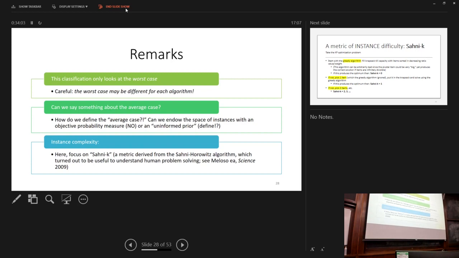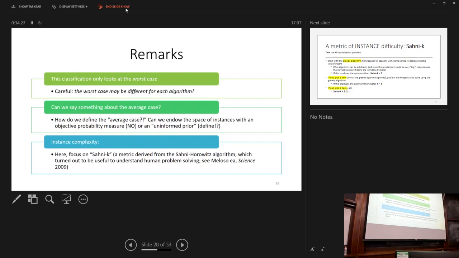Can we say something about the average case? The problem is, how do we define the average case? So what is a typical container ship that arrives in the port of Antwerp? What's a typical collection of containers on the dock in Antwerp? You can't write a distribution, and you cannot estimate that distribution because it keeps on moving all the time.